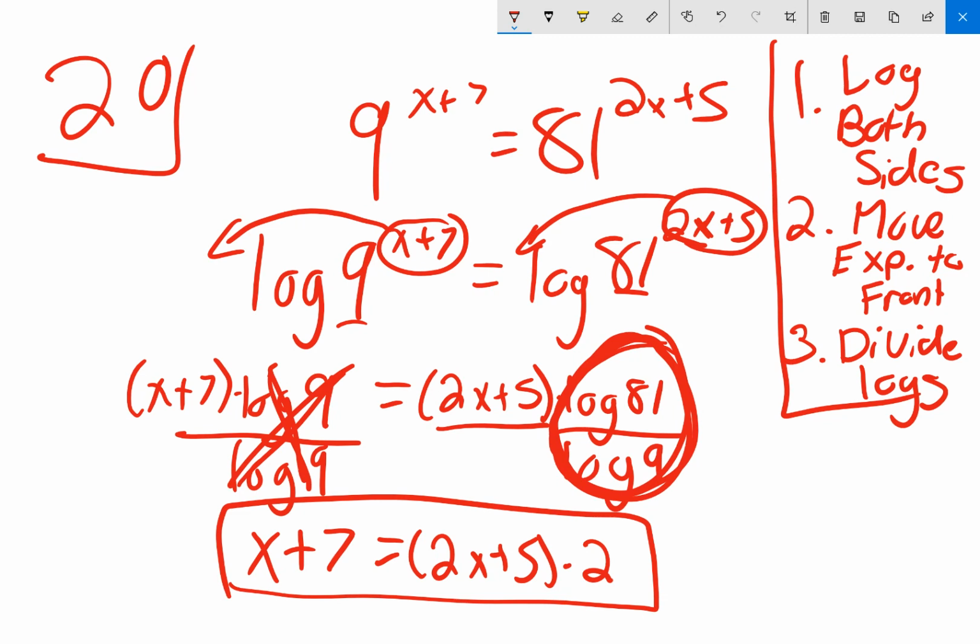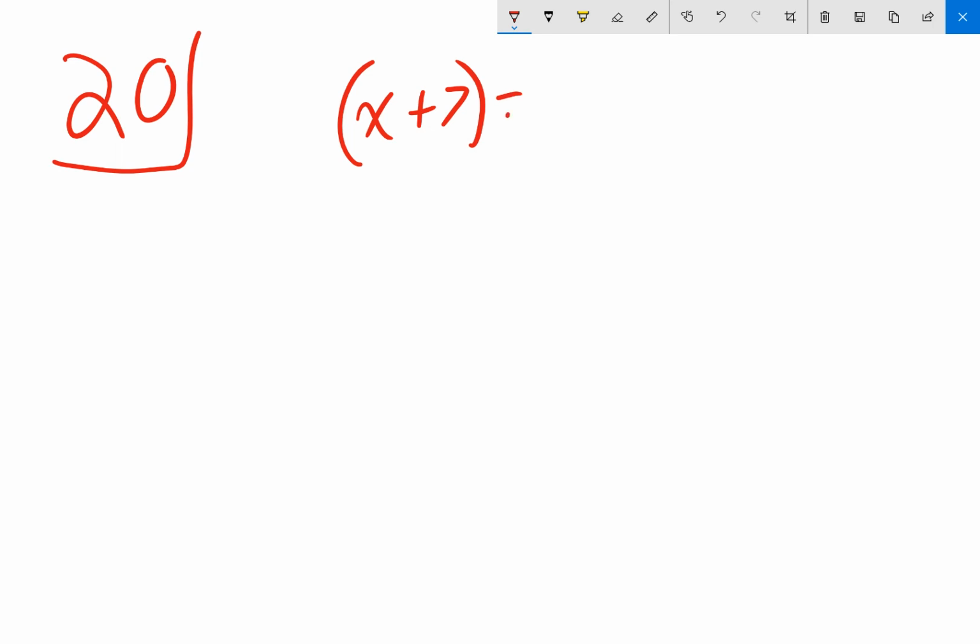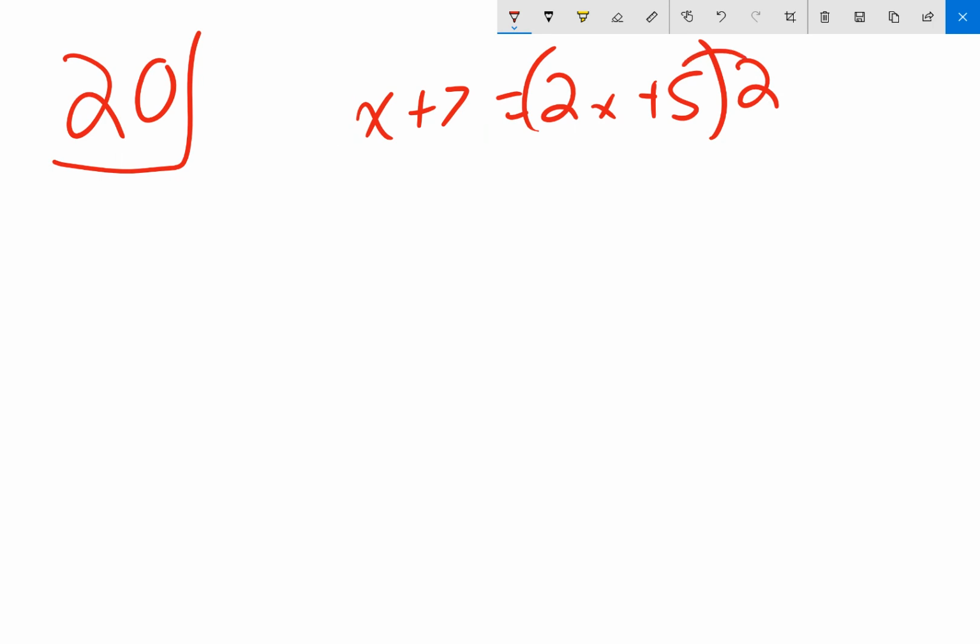You guys are more than welcome to rewind the video if you need to. So give me a second so I can rewrite this problem down. I really don't need the parentheses on the x plus 7, but we're going to distribute the 2 because we're multiplying the 2 with 2x and 5. So we're going to distribute. That'll make this 4x plus 10 equal to the x plus 7.